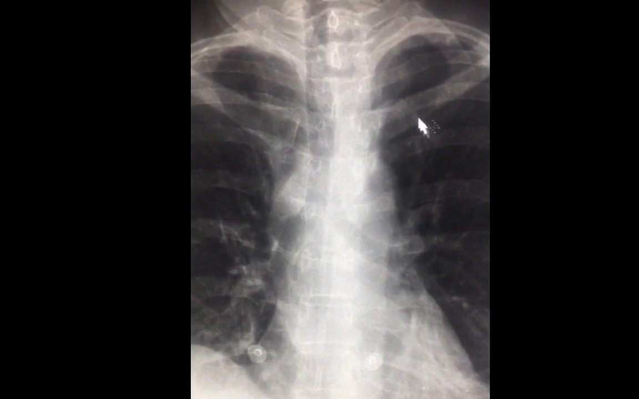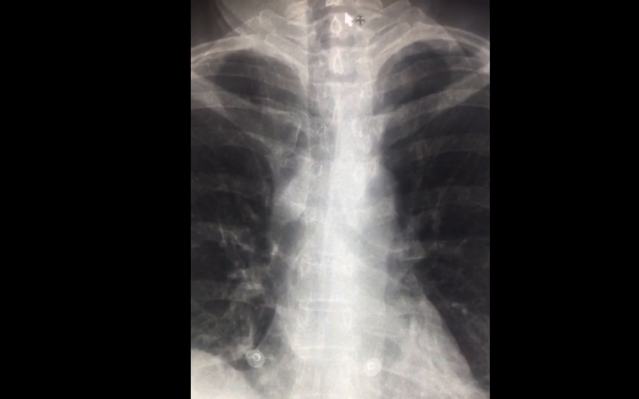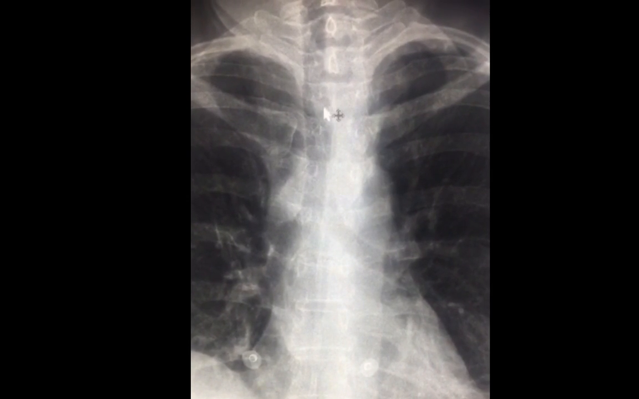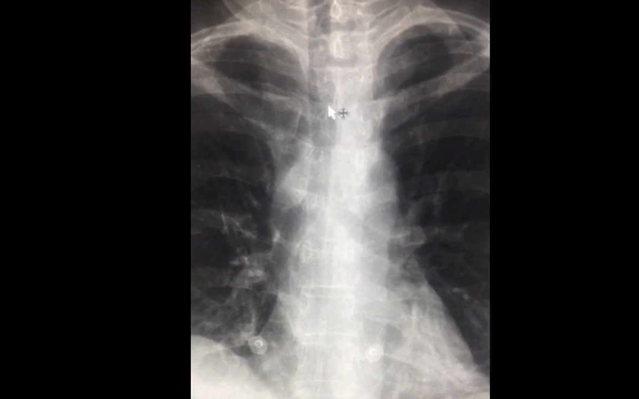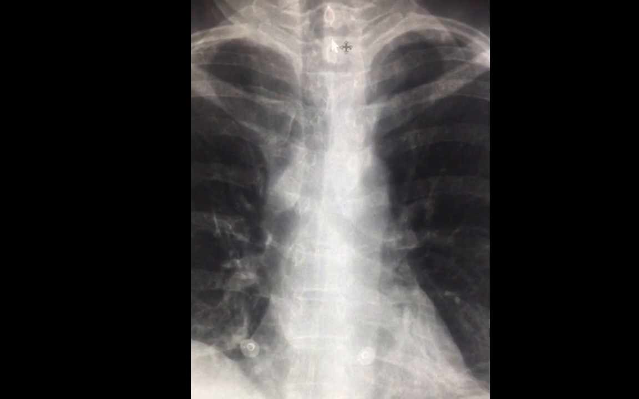This is the chest x-ray on the same patient after having left hemithyroidectomy, and you see the trachea is well centralized. Teaching point: always check the trachea as a hidden area on chest radiographs.